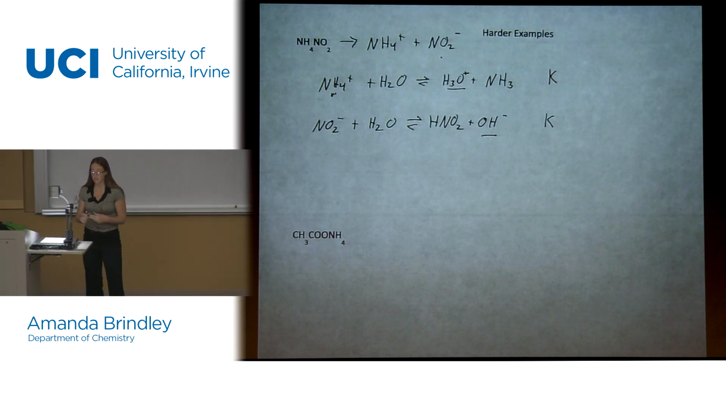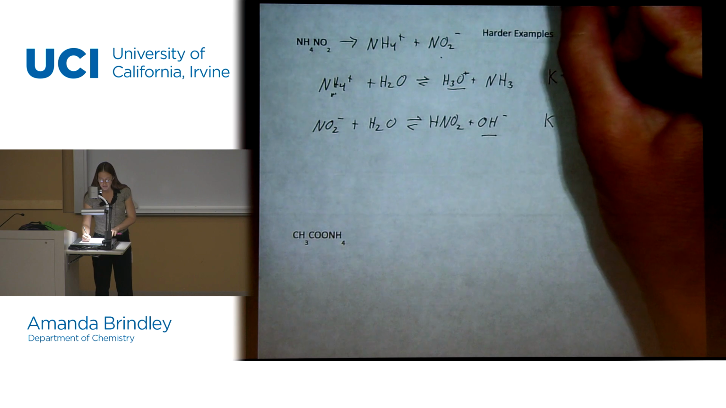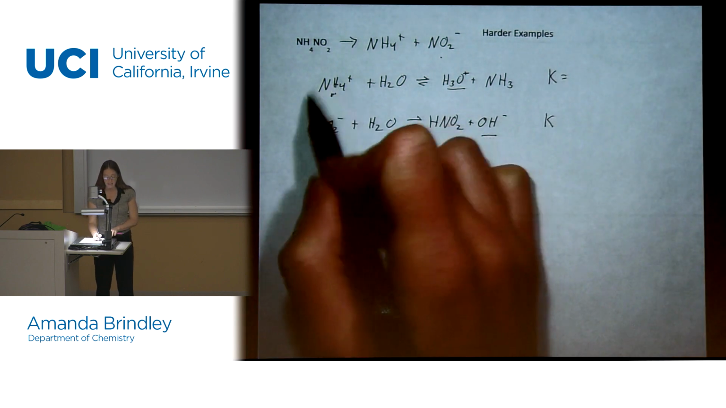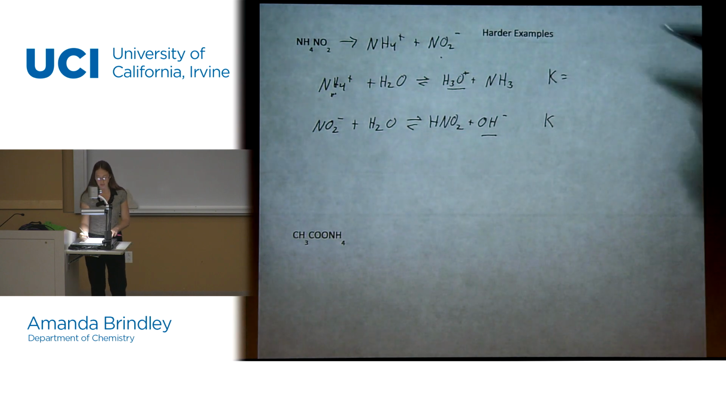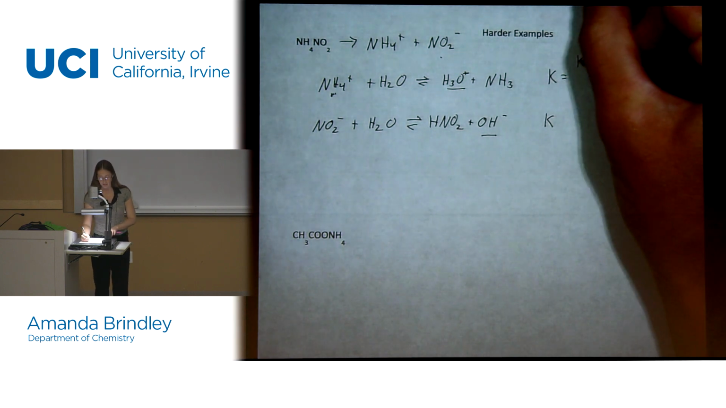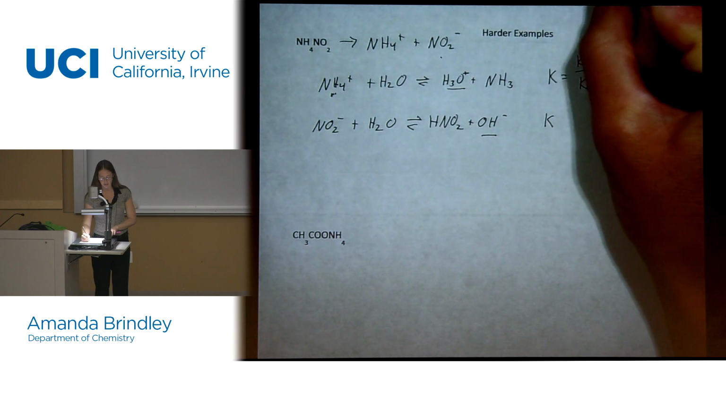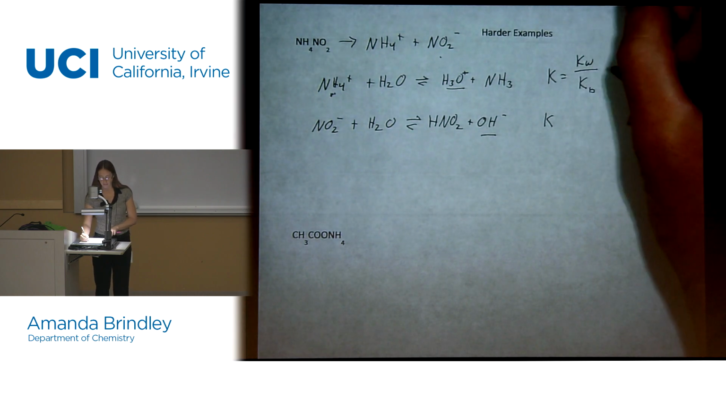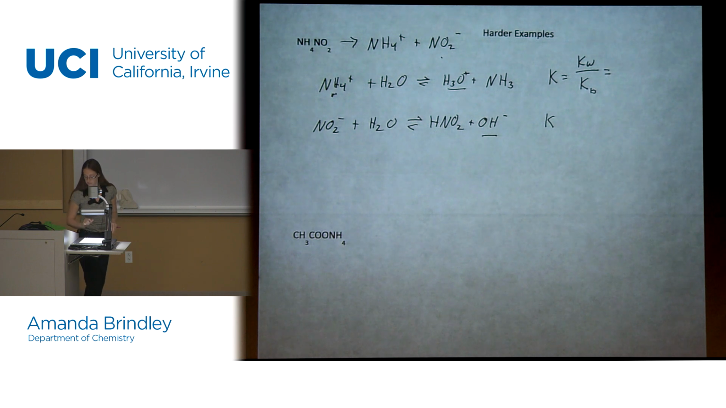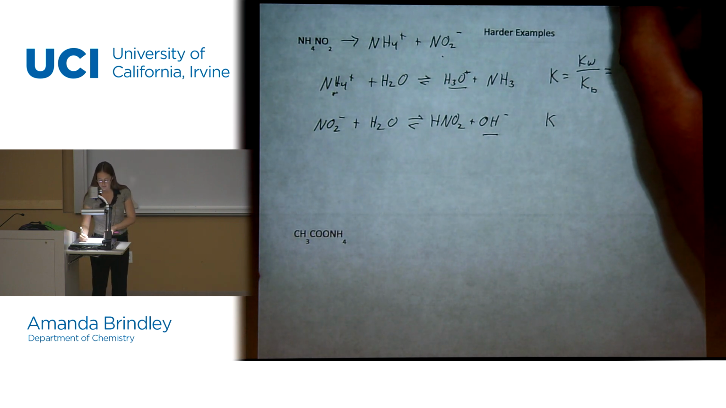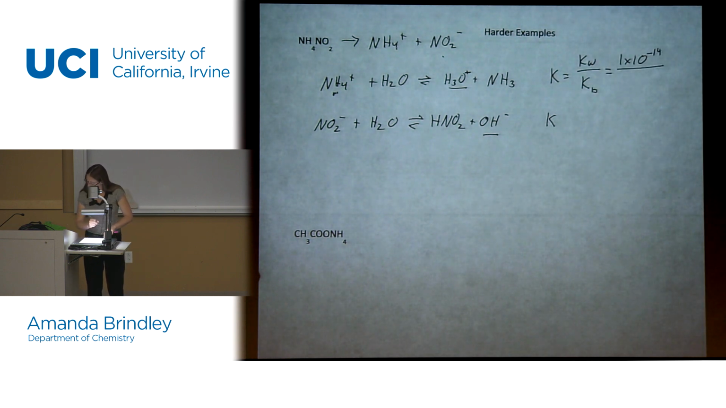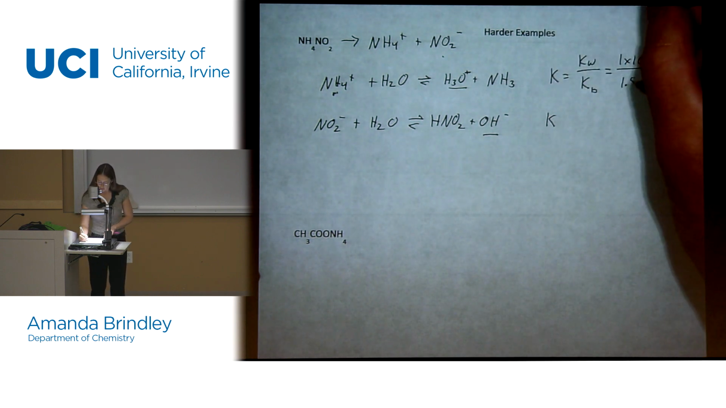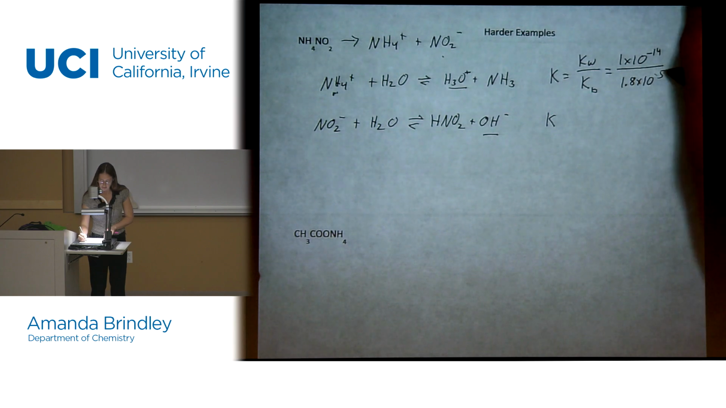So if we want K for this, and all we have is Ka for NH3, or excuse me, Kb for NH3, what do we do? What do we use? Kw over Kb. And you can go to the table and you can look up the Kb for NH3 to get your answer.